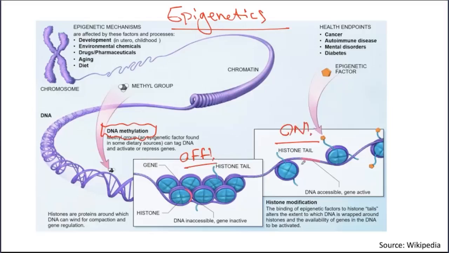So as you can see here, this gene is on right now. So the DNA is accessible here, but this gene is off here because of all these histone proteins that we have and the coils that these histones are making. This part of DNA is inaccessible and the gene is inactive.